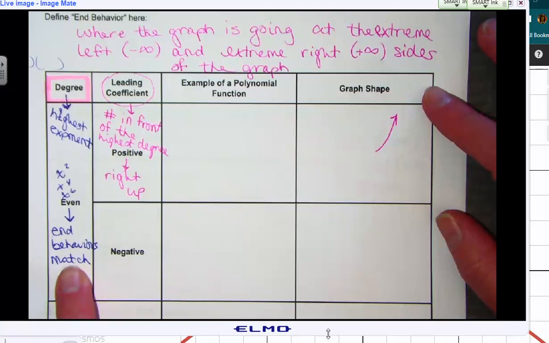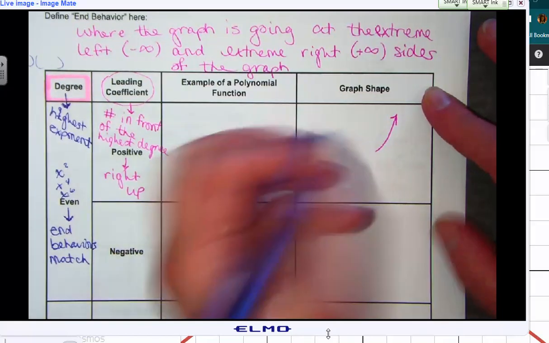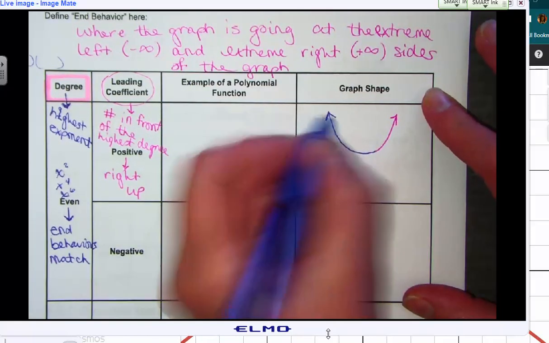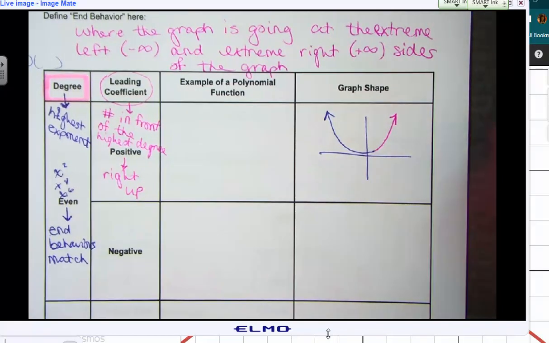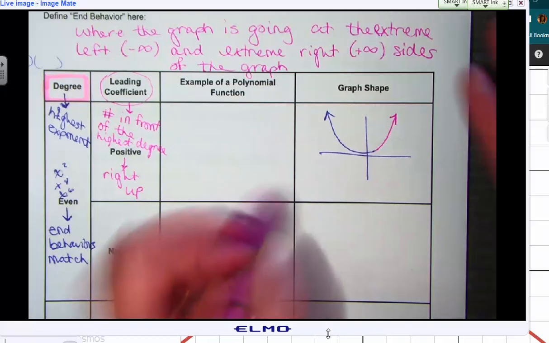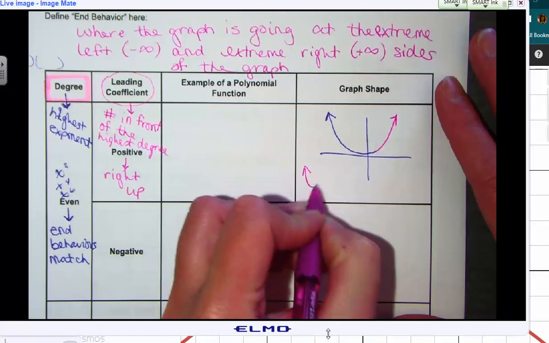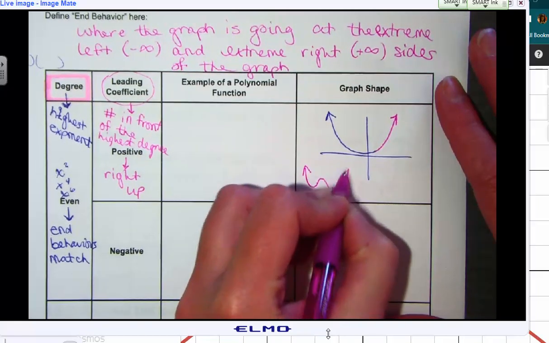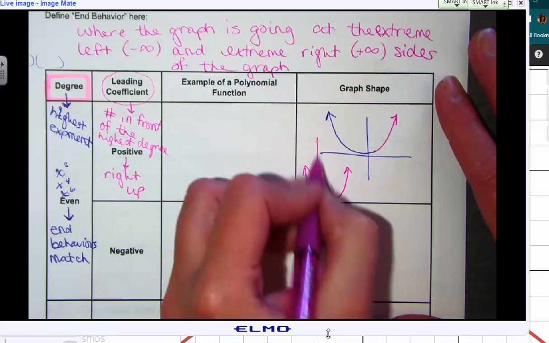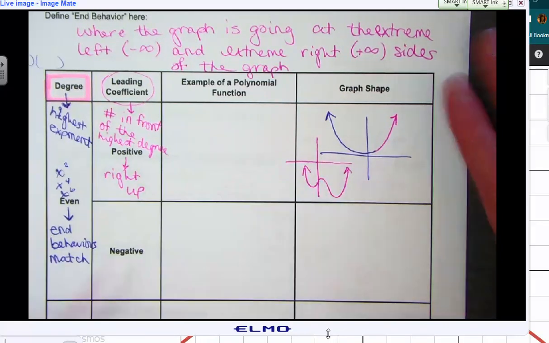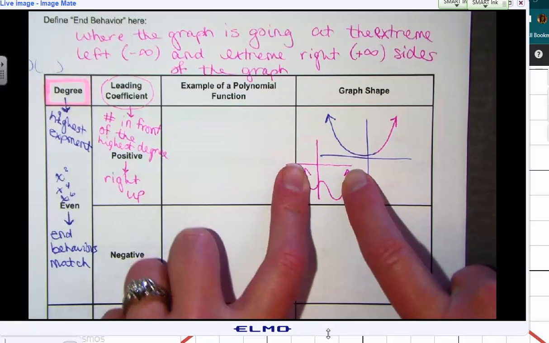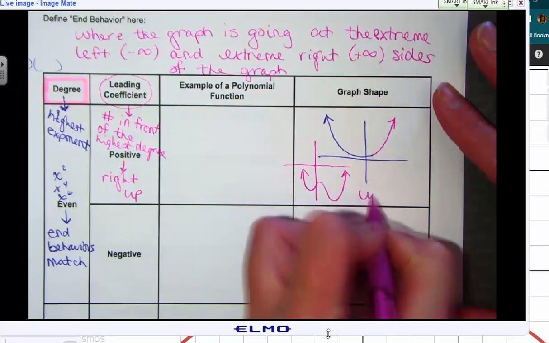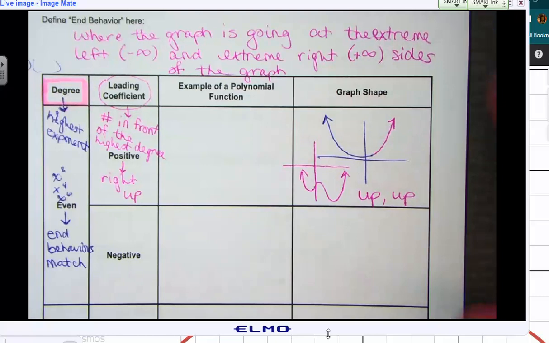And then because the two end behaviors match, that means the left side is also going upward. So we could have a graph shape like that. Now there could be any number of wiggles in between there. So I want to also say that too, that we could have any number of wiggles that are going on there, something like this. That still has end behavior that is up on the left and up on the right. So this, no matter what, will have up, up end behavior.